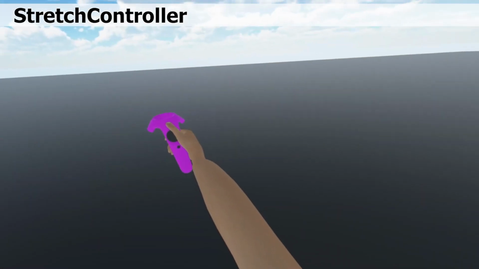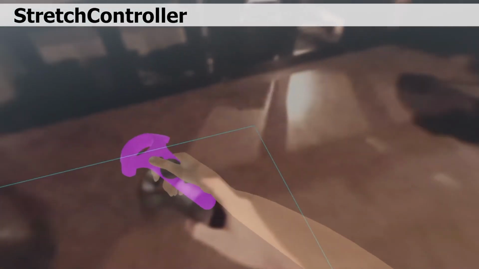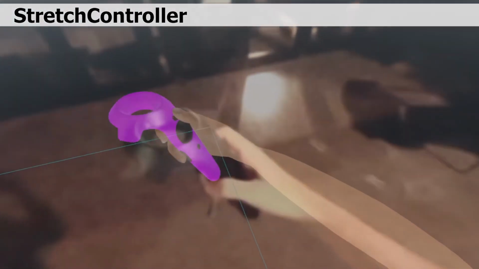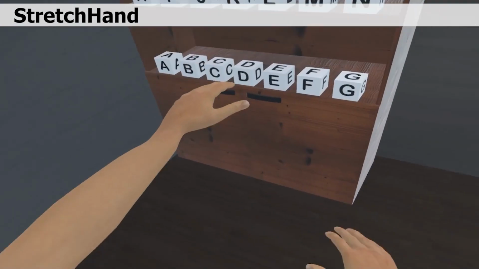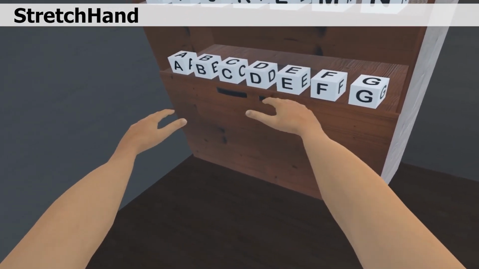Stretch controller. The enhanced version of attached controller in which we stretch the avatar's arm when it cannot reach the location of the real controller. Stretch hand, which is similar to stretch controller, but we do not render the virtual reality controller.